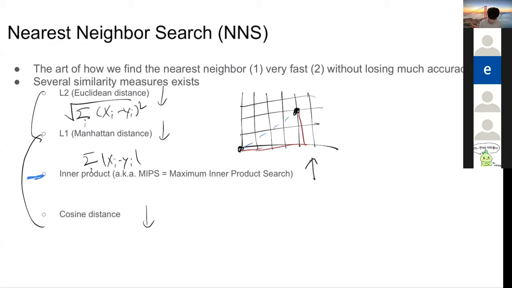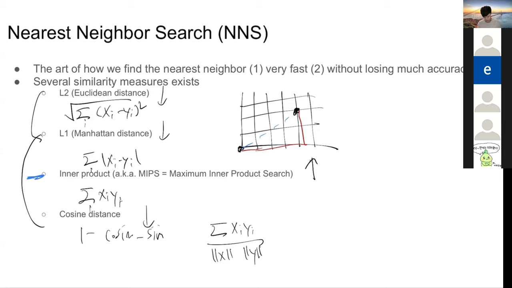How about inner product? We know this, right? We do the summation of xi times yi. That's the inner product. And what is cosine distance? Cosine distance is actually 1 minus cosine similarity. And cosine similarity is very similar to the inner product. It's just that we divide that by the norms. And here, of course, the symbol of two vertical lines is the L2 norm. When we're not sure, we usually put a two to indicate that it's the L2 norm.